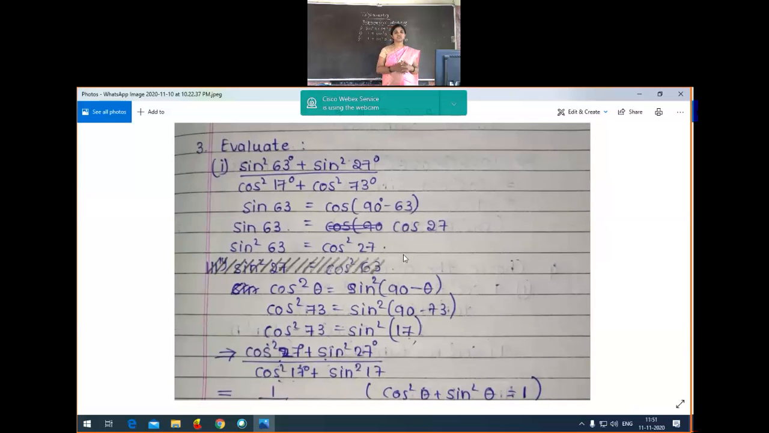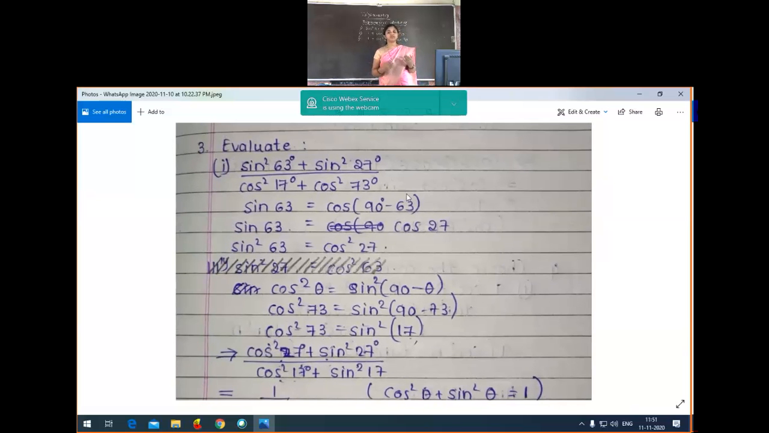Now the third question is very simple. For the third question we have to use the topic trigonometric ratios of complementary angles. The question is: evaluate sine square 63 degree plus sine square 27 degree, divided by cos square 17 degree plus cos square 73 degree. First sin 63, just forget about the square for now; later we'll apply that.